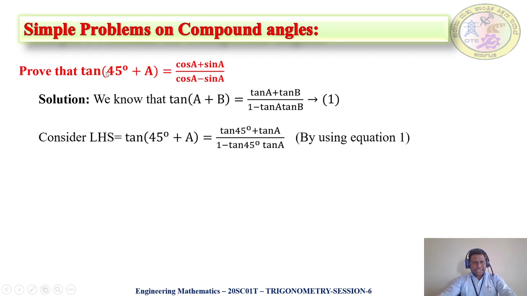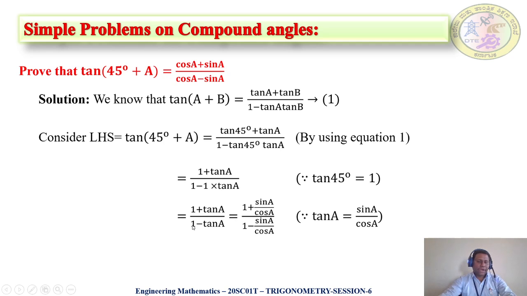Now consider LHS as we did in the previous problem. Tan of 45 degree plus a is equal to, here put a equal to 45 degree, b equal to a, as we did in the previous problem. So if we simplify, we get 1 plus tan a whole divided by 1 minus tan a, because we have done the same problem in the previous one. That's why it becomes 1 plus tan a by 1 minus tan a.